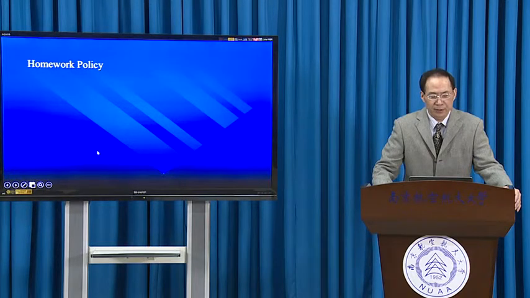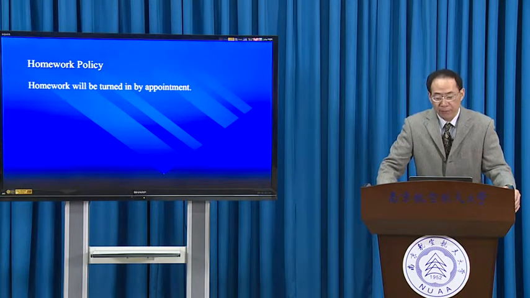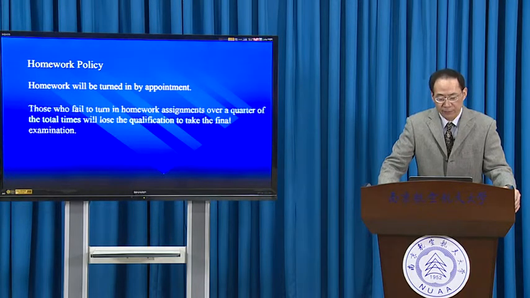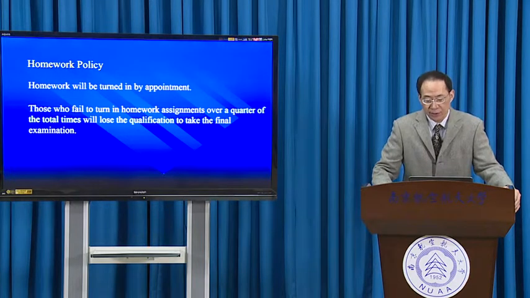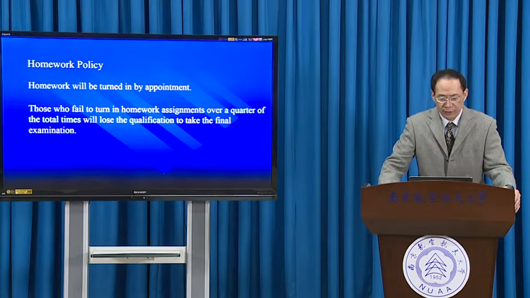Homework policy. Homework will be turned in by appointment. Those who fail to turn in homework assignments over a quarter of the total times will lose the qualification to take the final examination. So please pay attention to this policy.